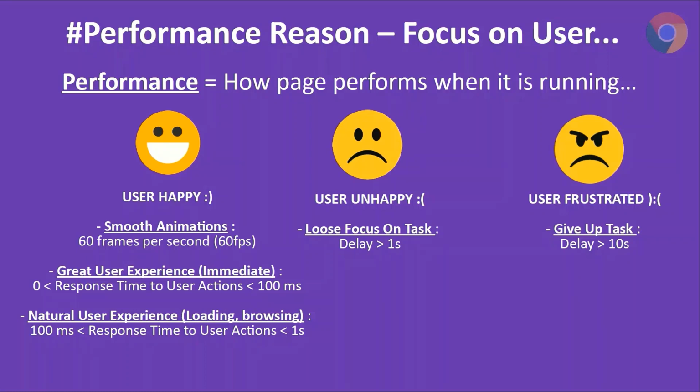For smooth animations, your frames must run at least 60 frames per second. A response to events below 100 milliseconds will be immediate for a user. A response between 100 milliseconds and 1 second will be natural on loading and browsing, for example. A user will not be happy if the response delay to click, browsing or page load is above 1 second. He will lose focus on the task. A user will be frustrated if the response delay is beyond 10 seconds. He will give up the task.